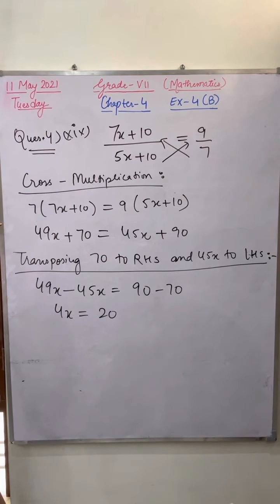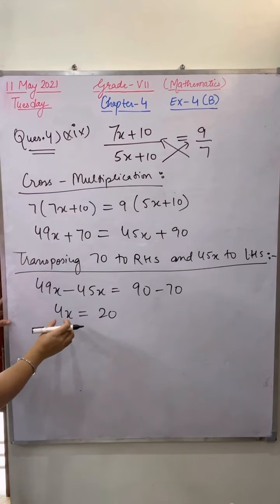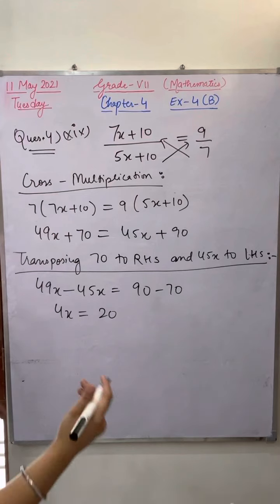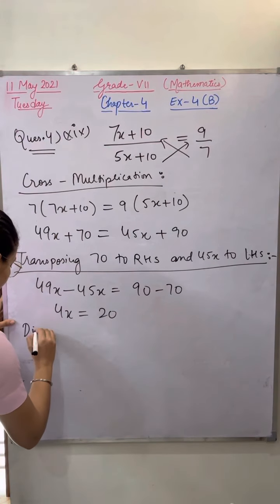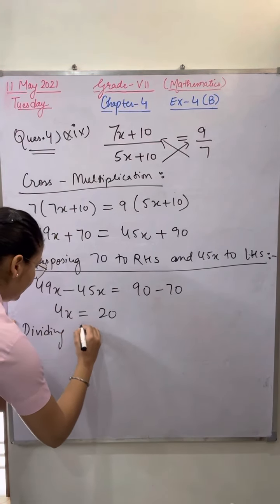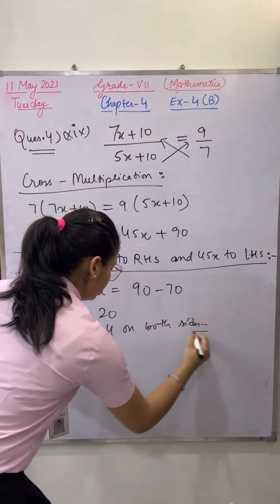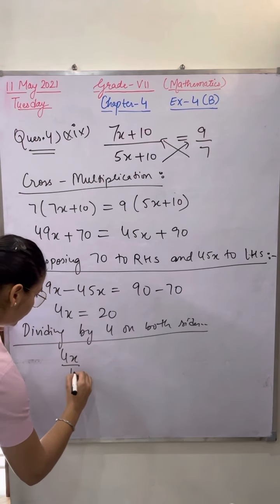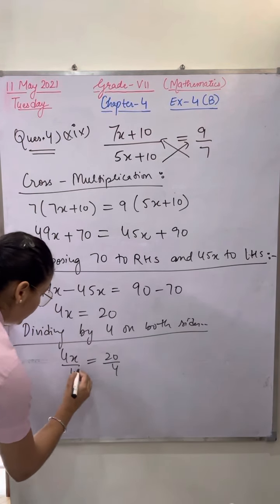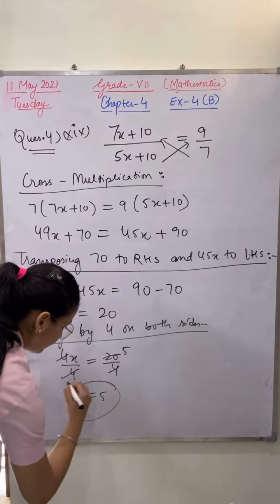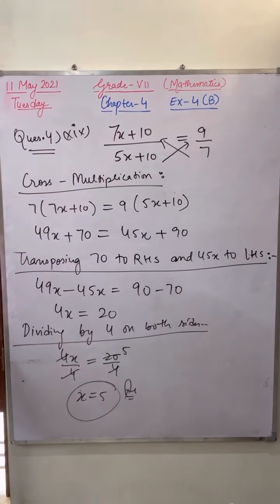Yes, division method. Very good. The last method is division. Division by which number? Yes, very good. Excellent. Division by 4. So I'm going to divide by 4 on both sides. Right? So 4x upon 4 equals 20 upon 4. 4 ones are 4 and 4 fives are 20. So x equals 5. This is your answer.